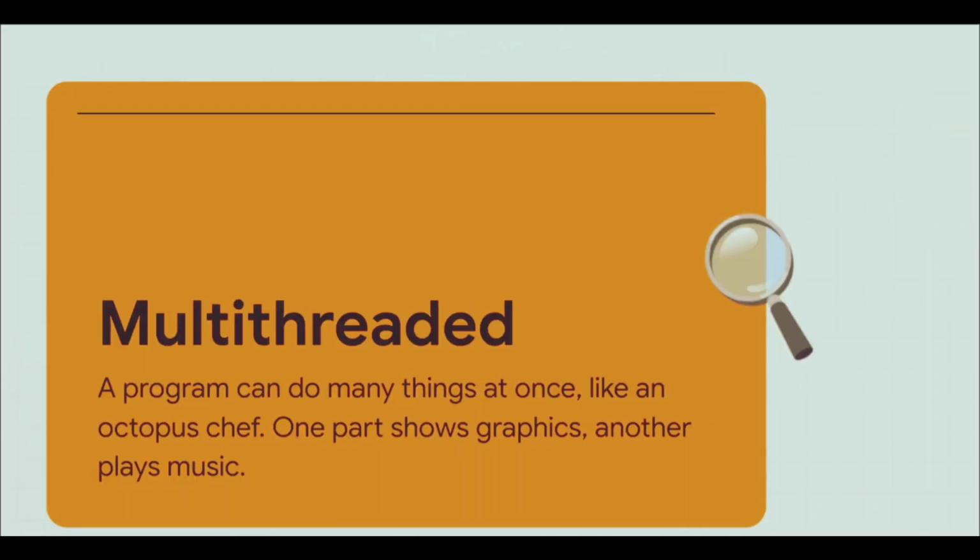Oh, now this one might be my favorite, multi-threading. And the best way to think about it is with our friend, the Octopus Chef. Seriously, picture an octopus making a sandwich. It can chop veggies, spread mayo, and toast bread all at the same time with its different arms. Java programs can do that too. They can handle multiple tasks at once. It's how a video game can show amazing graphics, play background music, and run the computer's strategy all at the same time without skipping a beat.